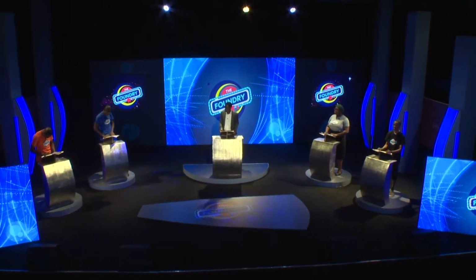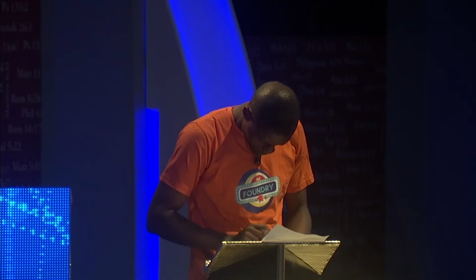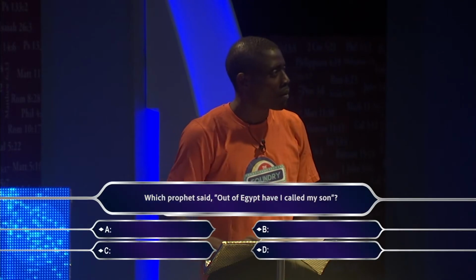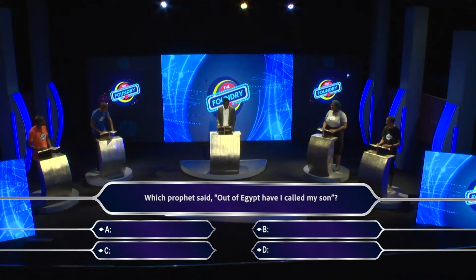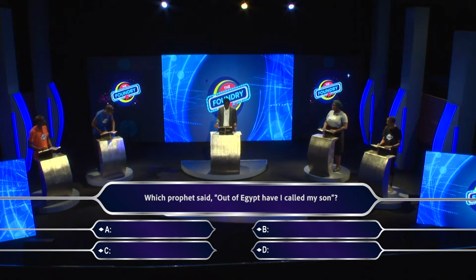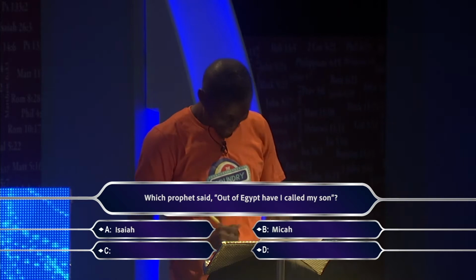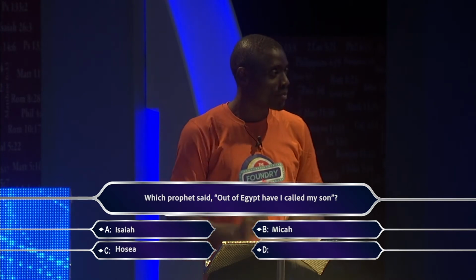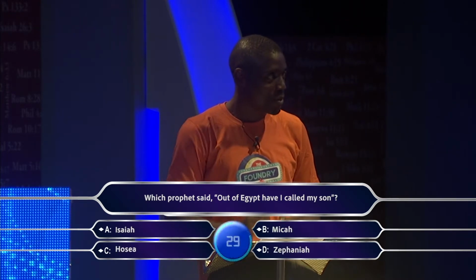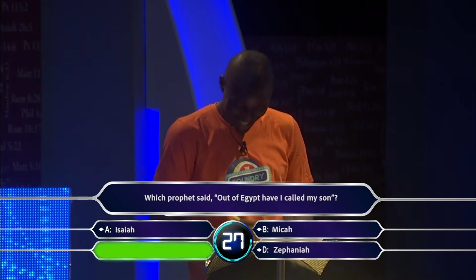Our next question, Youth Province 5. Question 18. Which prophet said, out of Egypt have I called my son? A, Isaiah. B, Micah. C, Hosea. D, Zephaniah. Hosea. Correct. Hosea 11:1.